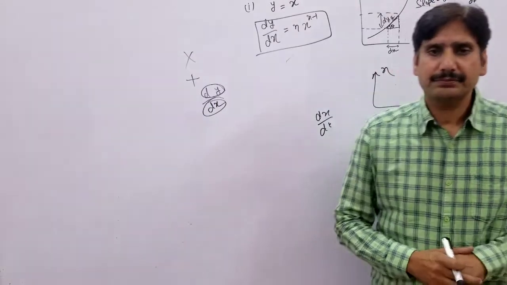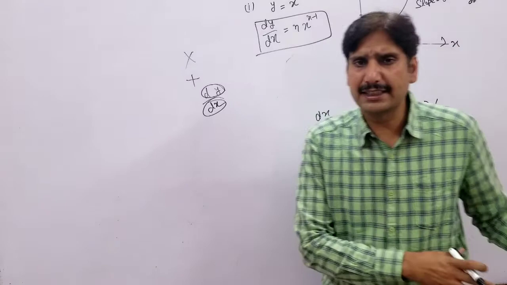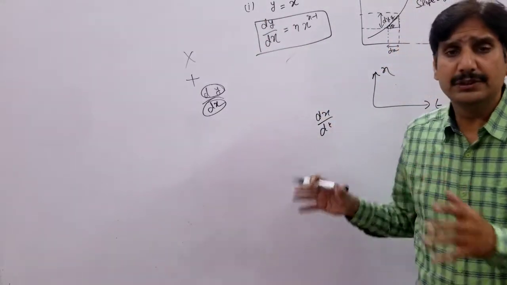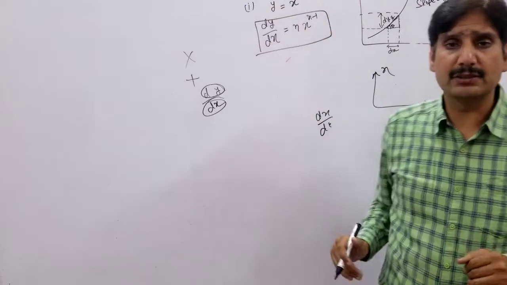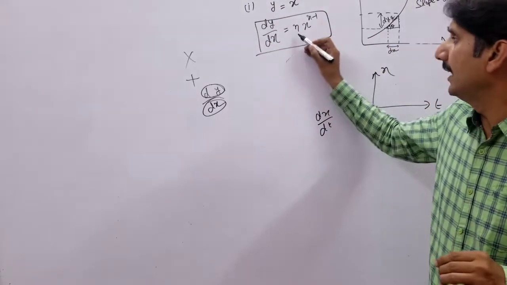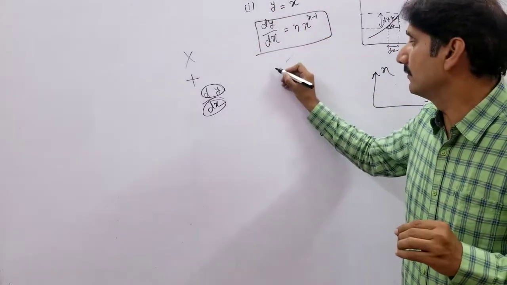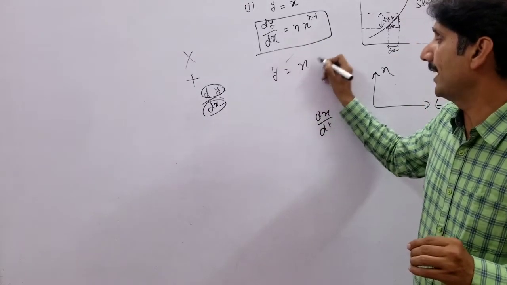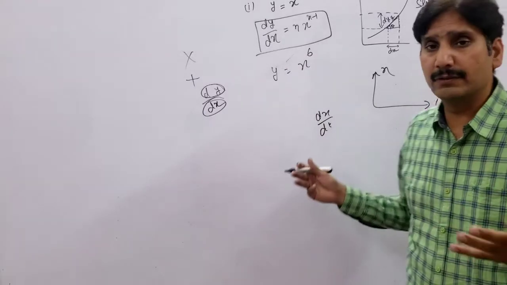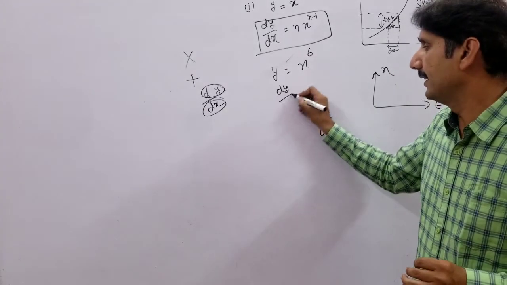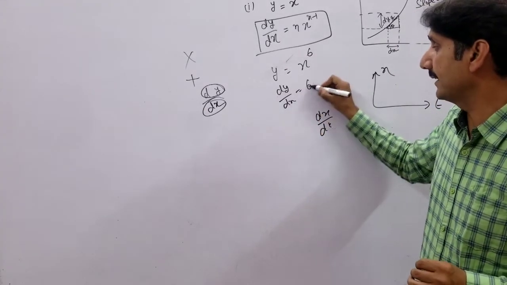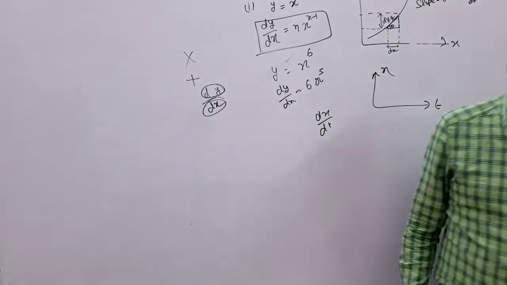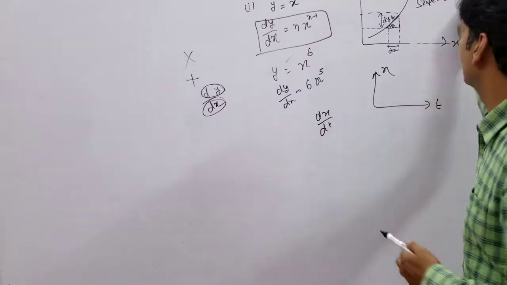Now I'll leave this discussion of the physical sense. We'll simply do the mathematical part of it: how to differentiate a function. If y is equal to x raised to the power n, dy by dx is equal to n x raised to the power n minus 1. For example, if y is equal to x raised to the power 6, what would be its differentiation? You'll say dy by dx is equal to 6x raised to the power 5. It's as simple as that. Let's do a few more examples of it.